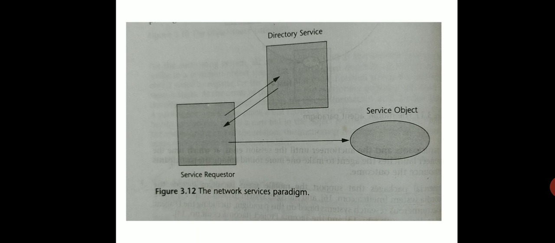So here the figure shows the network services paradigm. See here the service requester contacts the directory services for any required service. If the service is available, the requester is provided with the reference to that service. Using that reference, the service requester will contact the service object, that is, the service requester will access the service.